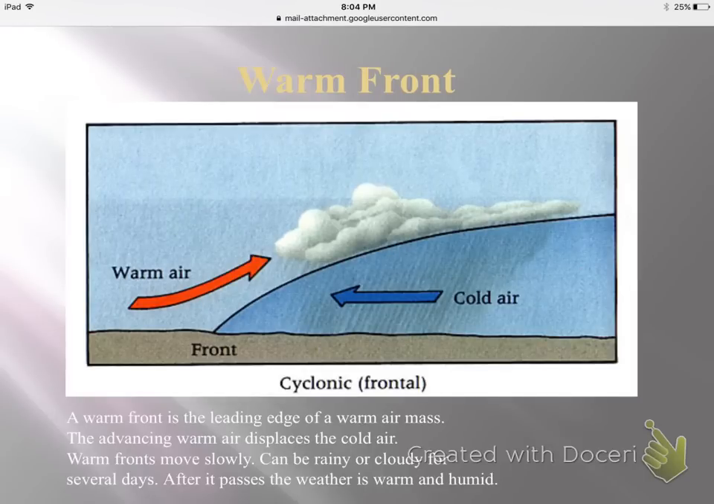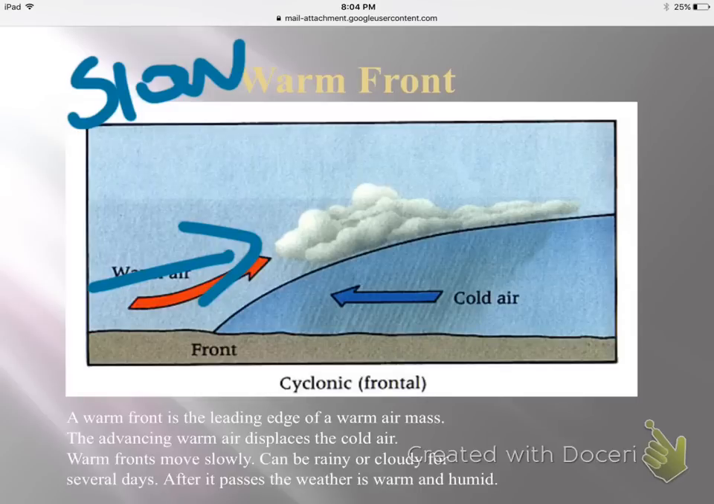A warm front is the leading edge of a warm air mass. So in this situation, we have our warm air mass that's advancing. It's going up, okay, and it's going to be moving slowly. So these are our slower fronts. The cold front was really quick. Warm fronts come in very slowly. So what happens is that advancing warm air is going to move the cold air out of the way. And whenever we have a warm front, it can be cloudy or rainy for several days. After that warm front passes through, though, we're going to have, of course, warm and humid weather.